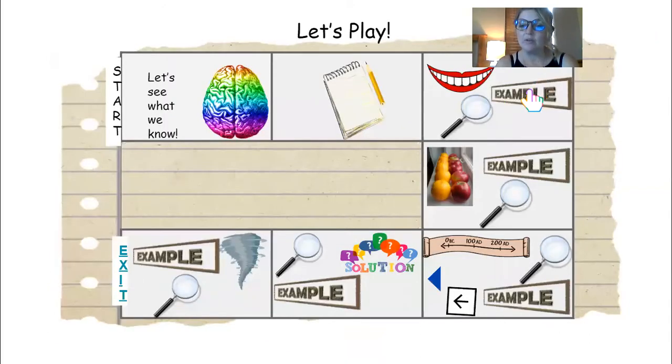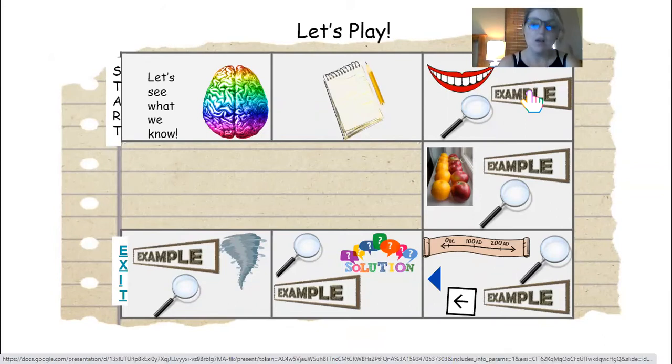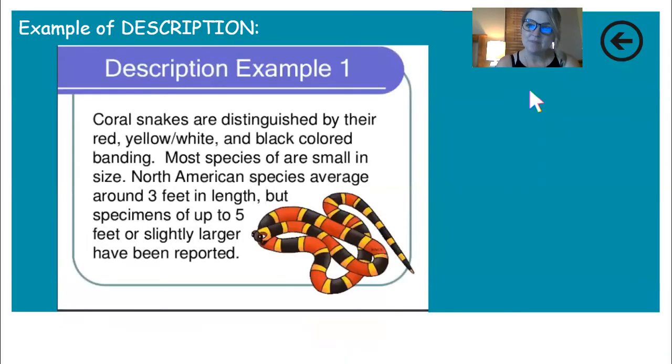Okay, so back to our game board, and we are going to look at an example of description. Okay, so we'll read through this together. You can read aloud if you'd like. Coral snakes are distinguished by their red, yellow, white, and black colored banding. Most species are small in size. North American species average around 3 feet in length, but specimens of up to 5 feet or slightly larger have been reported. Okay. So this is what a description would look like.